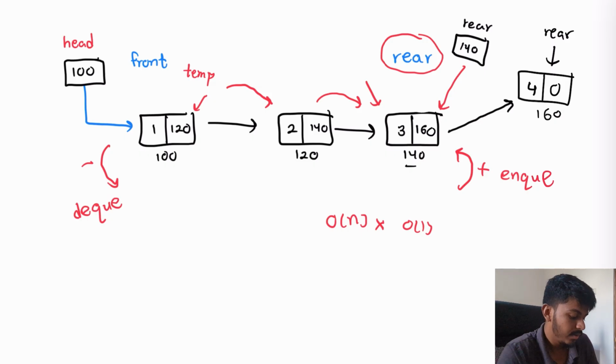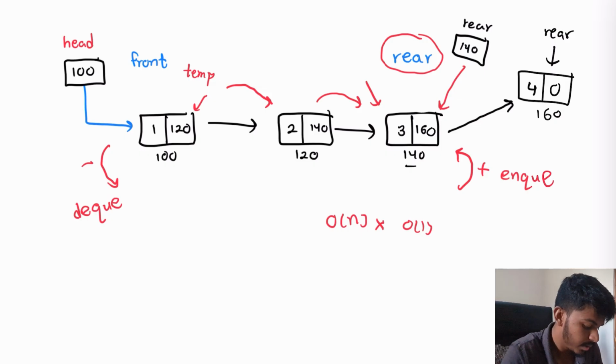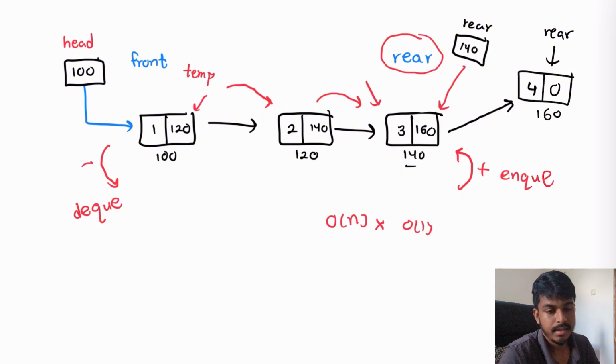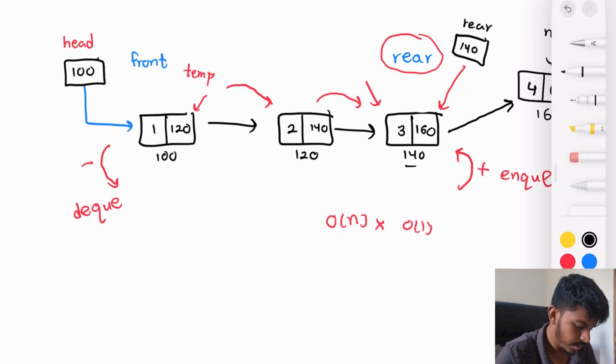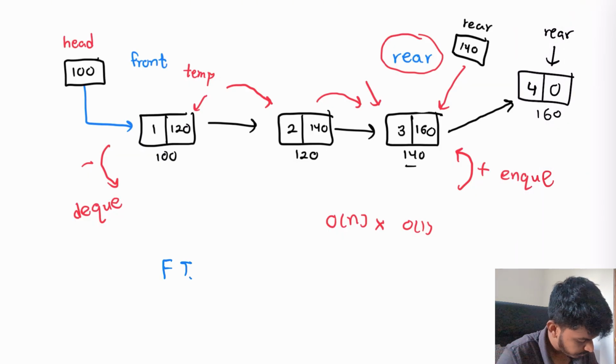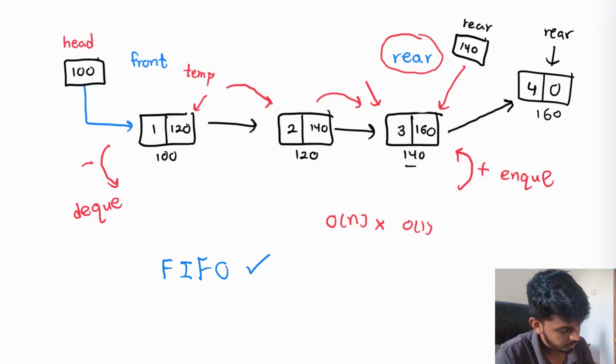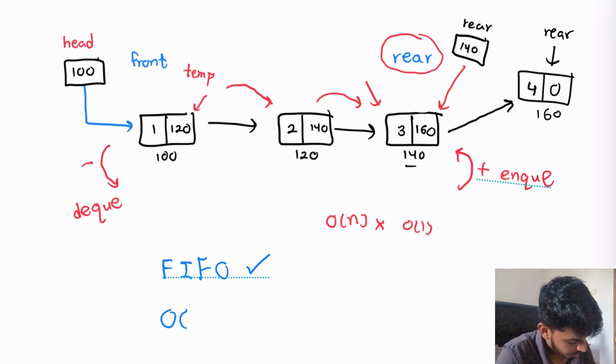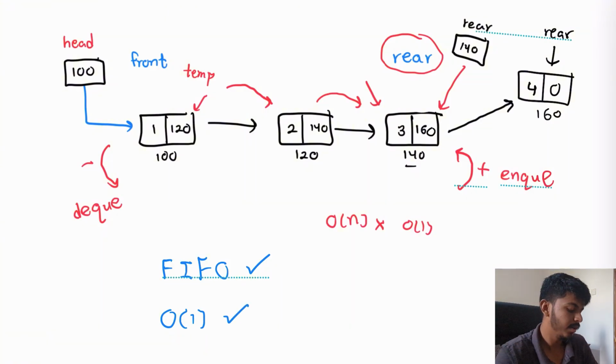That's simply how we can implement a queue using this linked list. That way we have satisfied the FIFO rule by doing the enqueuing from the rear, dequeuing from the front, in order of 1 time complexity, by maintaining 2 pointers, one pointing towards front and one pointing towards rear.